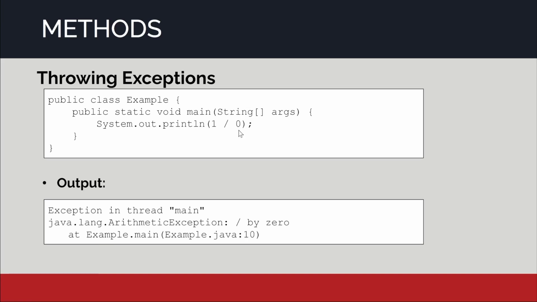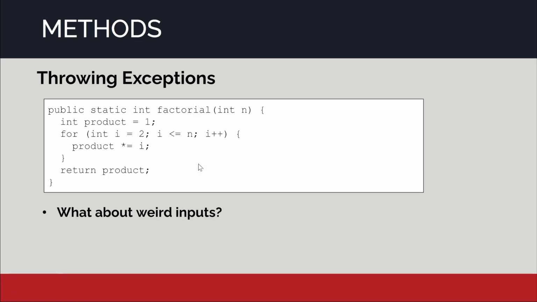If you try to run this code, you're going to get this output. It's just going to say there's an arithmetic exception, divide by 0. Okay, that's pretty clear what we did wrong. So let's use this for our own code maybe. But before we do, let's look at this sort of sample.